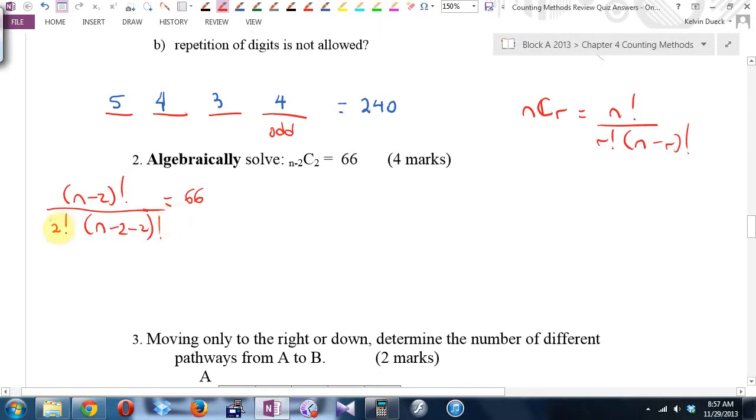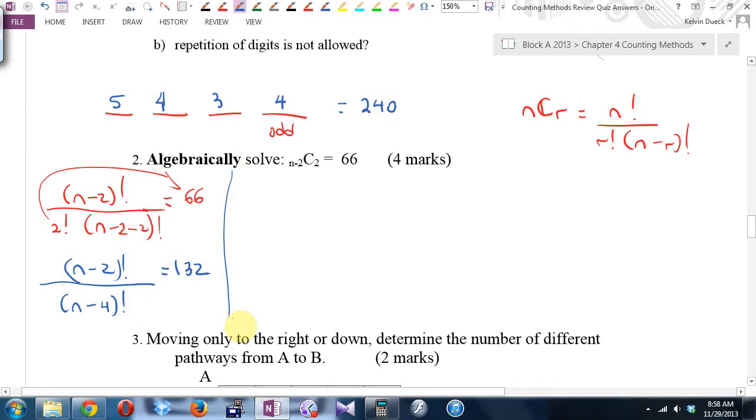Now what? I'm going to take this 2 and multiply it over to that side, because dividing by 2 on the left is the same as timesing by 2 on the right. When I do that, I'm going to get 132, and I'm going to get (n minus 2) factorial all over (n minus 4) factorial, because n minus 2 minus 2 is n minus 4 factorial.